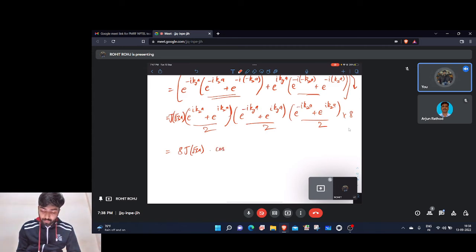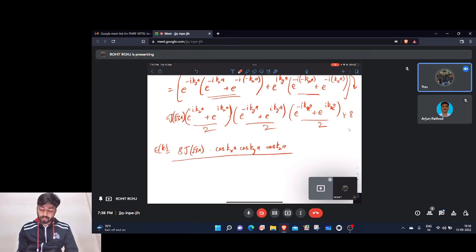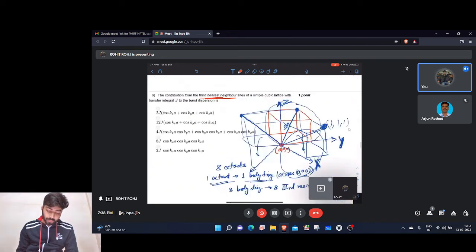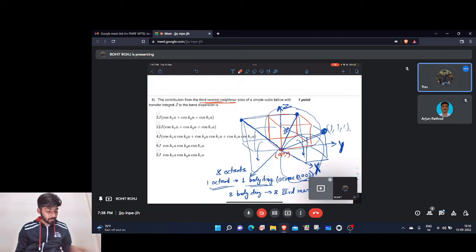This term becomes, sorry, this is x here, if I write like this, cos kxa, cos kya and cos kza. This is the energy dispersion for the third nearest neighbor in the tight binding model. 8 times the transfer integral and multiplication of 3 factors. So we have 8 times j, cos kxa, cos kya, cos kza.